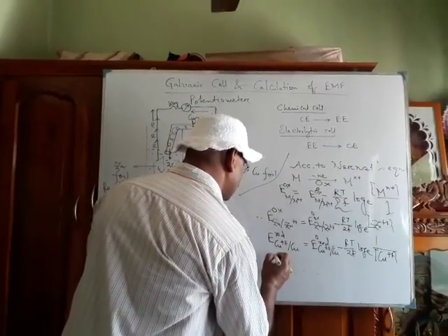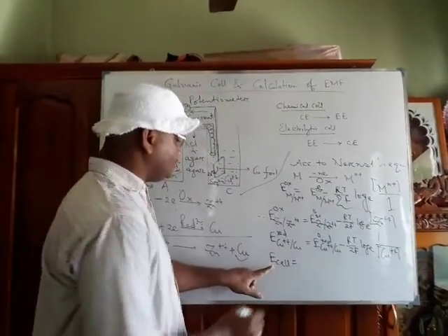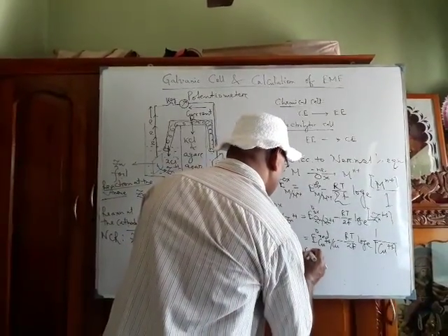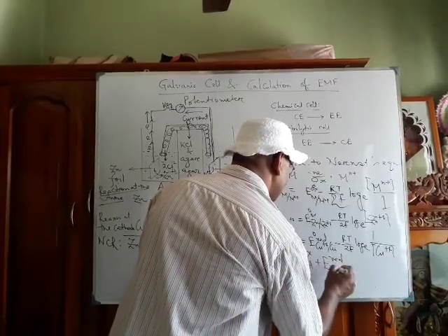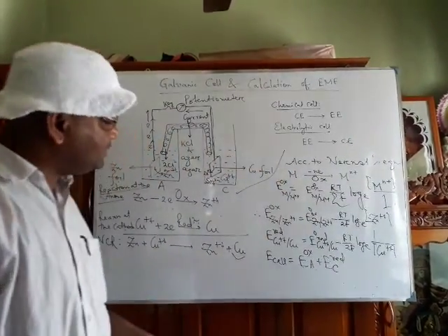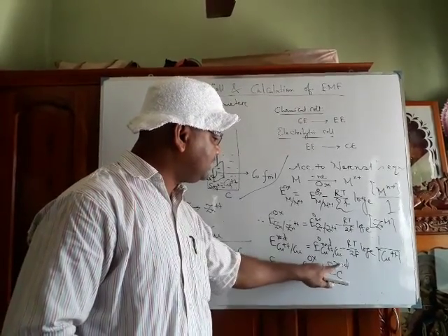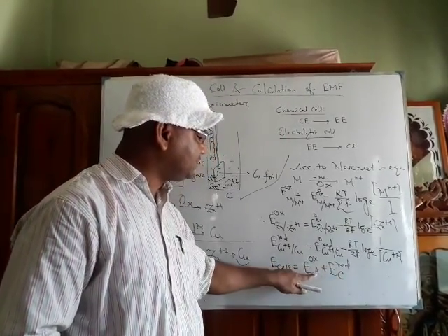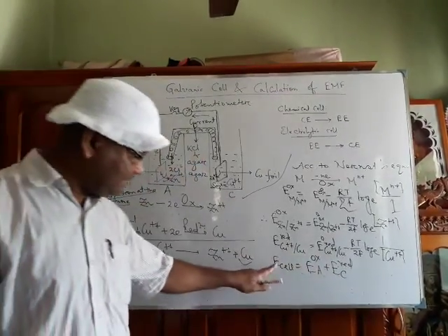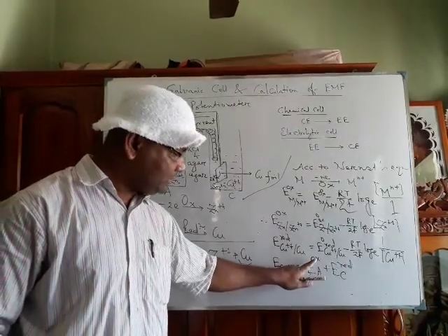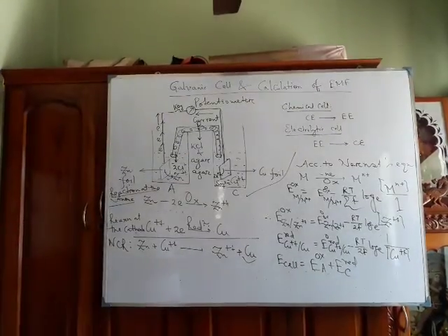Keep in mind that always try to remember, E cell, means net EMF of the cell, will be E ox of anode plus E red of cathode. Very easy way to remember: oxidation at the anode and reduction at the cathode. I told you earlier, vowel at the vowel, consonant at the consonant. Try to remember that the net EMF of the cell will be the sum of the oxidation potential of the anode and the reduction potential of the cathode.